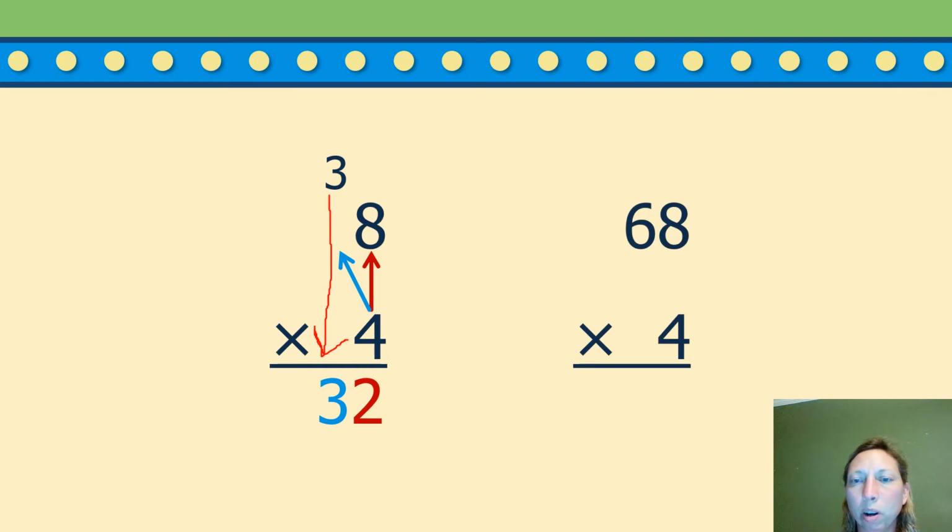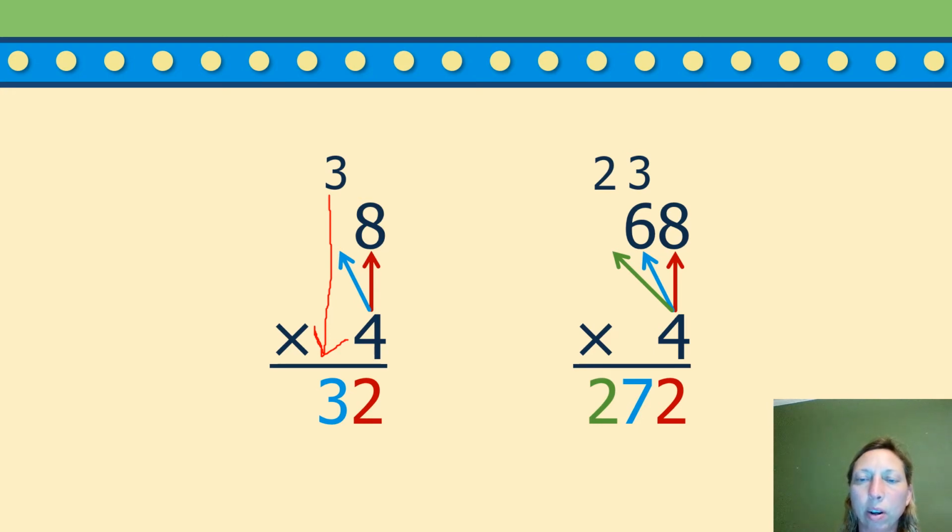68 times 4. 8 times 4 is 32. 3 goes on top of the tens column. Now we do 6 times 4, that's 24. And we're going to add 3. 24 plus 3 is 27. All right, you just bring that 2 down after you multiply. If you want to do that step, 4 times 0 plus 2, you can, or you can just, when you've run out of digits, just bring the 2 down.